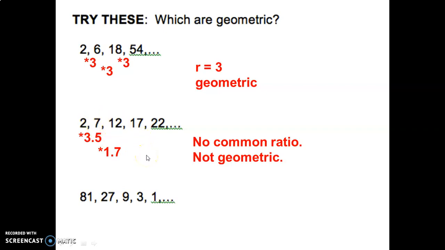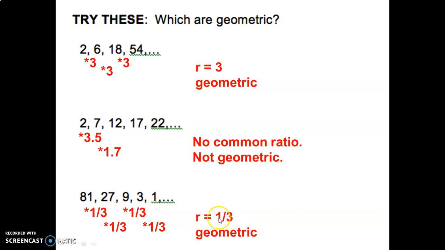Last one, yes or no? Well, it is. This time we're multiplying by 1/3. Multiply by 1/3 again to get 9, and 1/3 of 9 is 3, and 1/3 of 3 is 1. So we multiply by 1/3 all the way, and there's our common ratio.